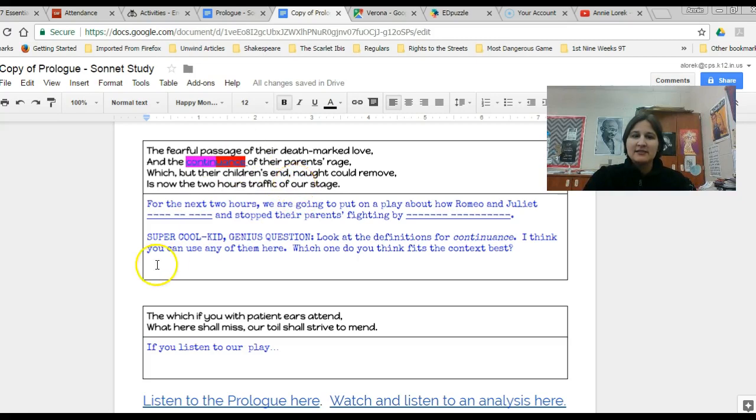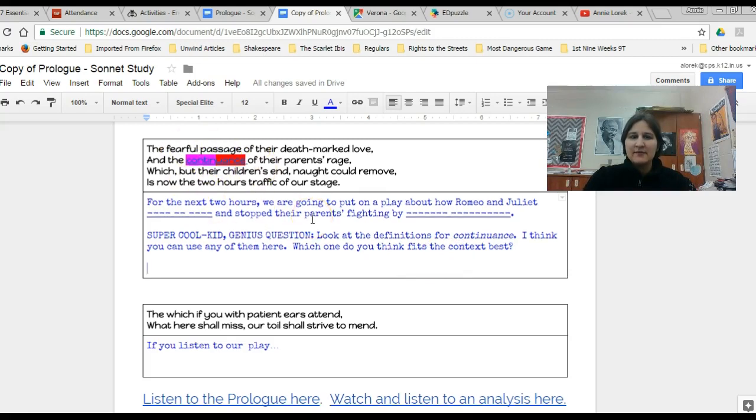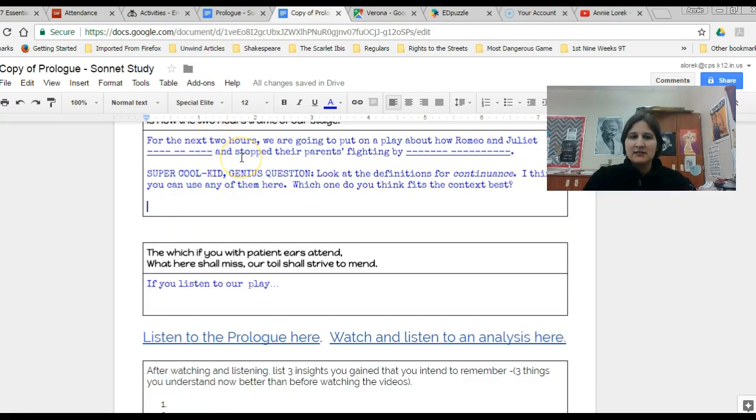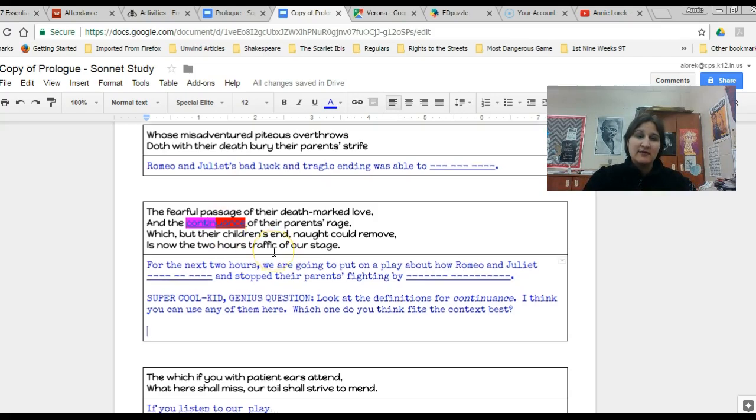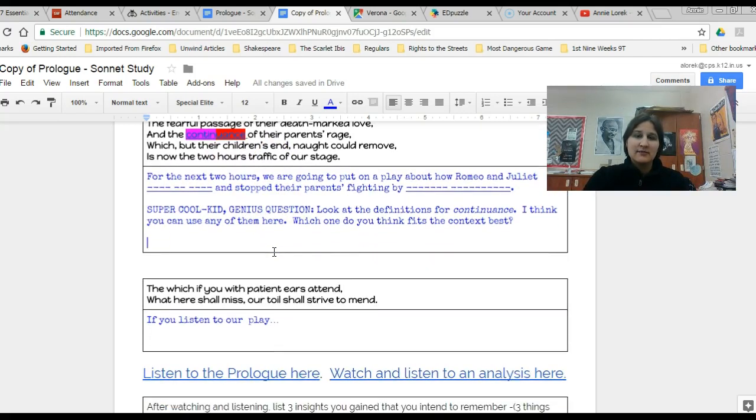this set of lines. So down here I've got this super cool kid genius question that I'd like you to answer, and that's how you sort of figure it out, is by looking at the definitions and then determining which of the connotations. Do you think that word is supposed to be the positive definition of continuance, or do you think it's supposed to be a negative definition, and how does that impact you?